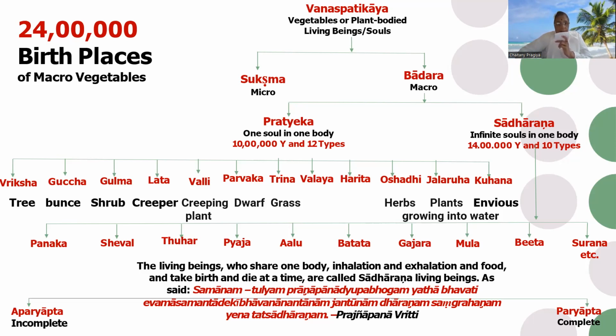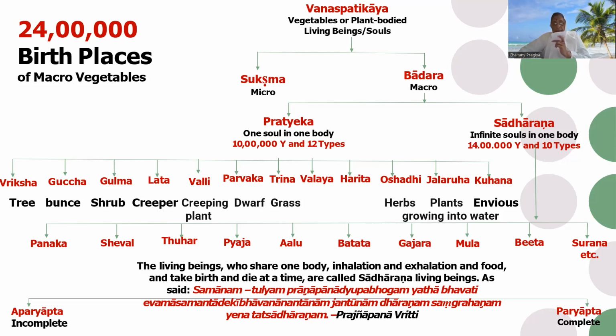So what are those 10 types? It is macro, but still it is Nigod, and that's why they are recognized as Panak, Sheval, Tuhar, Pyaj, Aloo, Batata, Gajar, Mula, beet, and Surar. These are all different types of root vegetables, and they are considered as Sadharan plants.